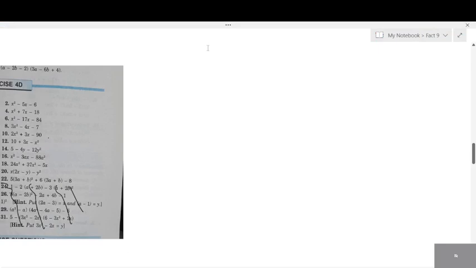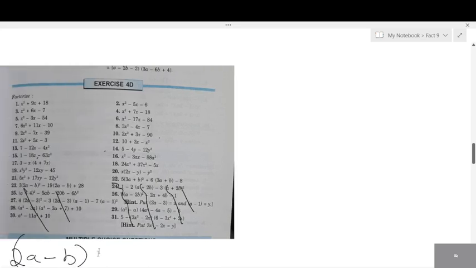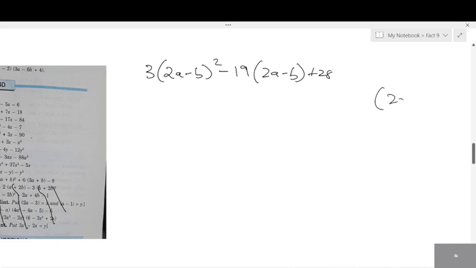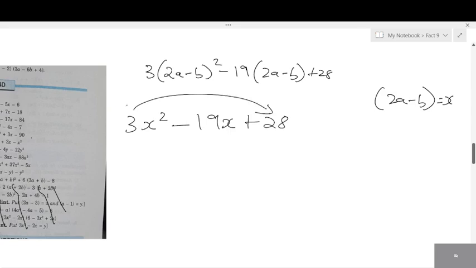Fine. Try the next one, student. Next one, you can complete it for homework. Just tell me what I have to write for the next question. 23rd question. 3 into 2a minus b the whole square minus 19 into 2a minus b plus 28. What should I replace? X. Don't write whole square is equals to x. Just this is equals to x. So it becomes 3 into x square minus 19x plus 20. Multiply these two.